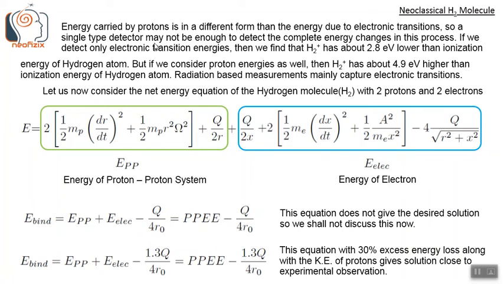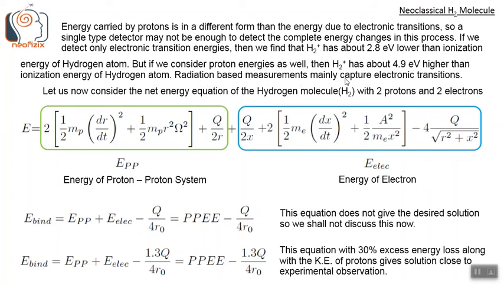So a single type of detector may not be enough to detect the complete energy changes in this process. If we detect only electronic transition energies, then we find that H2 plus, that is the hydrogen molecular ion, has about 2.8 electron volts lower than the ionization energy of the hydrogen atom. But if we consider the proton energies as well, then H2 plus has about 4.9 electron volt higher than the ionization energy of the atom.